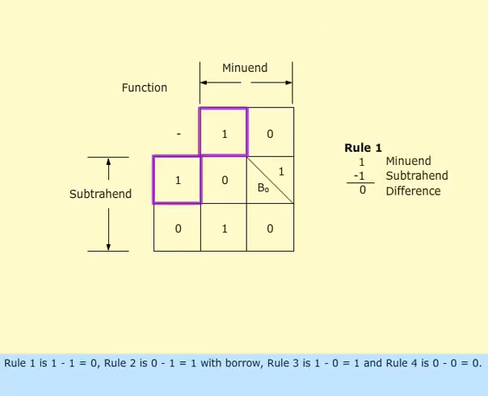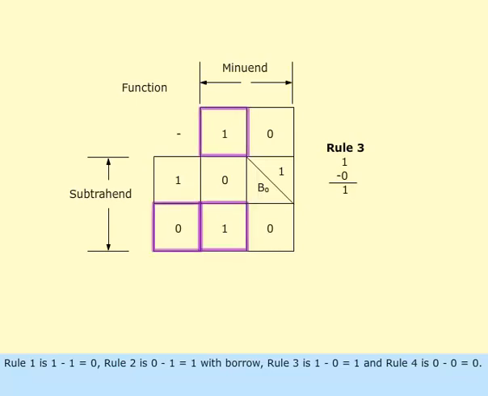Rule 1 is 1 minus 1 equals 0. Rule 2 is 0 minus 1 equals 1 with borrow. Rule 3 is 1 minus 0 equals 1. And Rule 4 is 0 minus 0 equals 0.